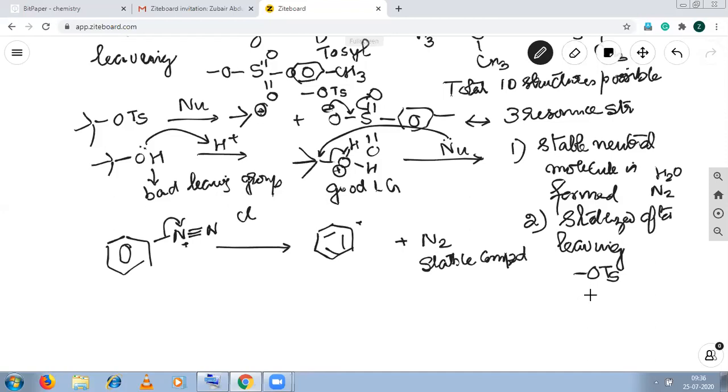Similarly, Cl minus is a good leaving group. Cl minus is a very good leaving group. It will be solvated, right? So if you take the order of leaving group ability, if you take halogens, I minus is a very good leaving group, then Br minus, Cl minus, and F minus.